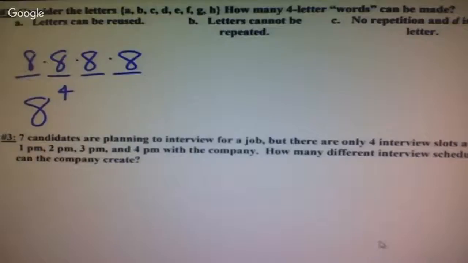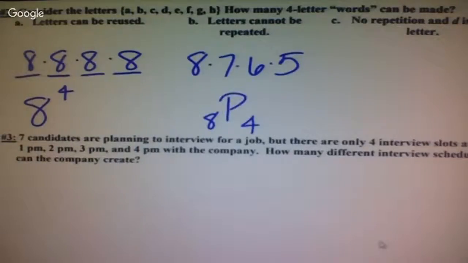Okay? B. Letters cannot be repeated. What does that look like if my letters cannot be repeated? 8, 7, 6, 5. 8P4.